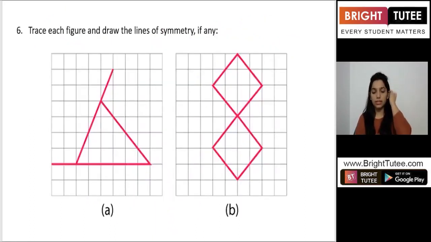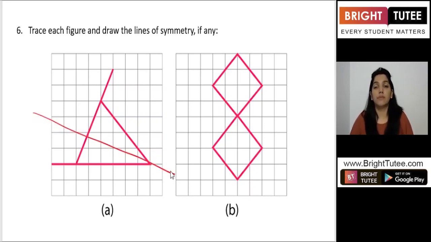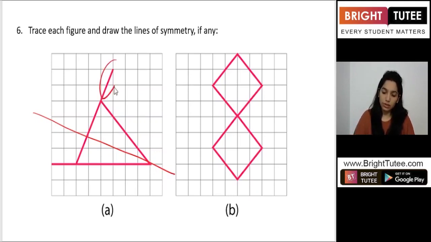Moving to the next question, it says trace each figure and draw the line of symmetry, if any is possible, for these given figures. So look at the first one, that is the A part. Do you think it's possible to have a line of symmetry for A? In the A part, if they have given us this particular triangle as an isosceles triangle, then this kind of a line, I'll just redraw it, can be its line of symmetry. If it is a scalene triangle, then no such line is possible. But as we have got this extra line here, right, we cannot draw this as the line of symmetry, so it's not possible to draw it in.